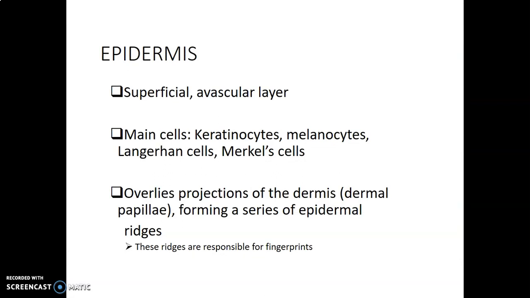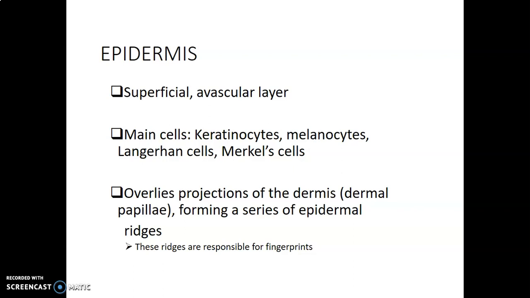The epidermis is the superficial layer of the skin, and it's usually avascular. There are four main cells in the epidermis. You have the flattened squamous cells, the keratinocytes. Then you have the melanocytes, responsible for producing melanin that gives skin its color. We have the Langerhans cells. These are cells of the monocytic phagocytic system that act as antigen-presenting cells. So they have an immune role. And then we have the Merkel cells, which are mechanoreceptors for touch.